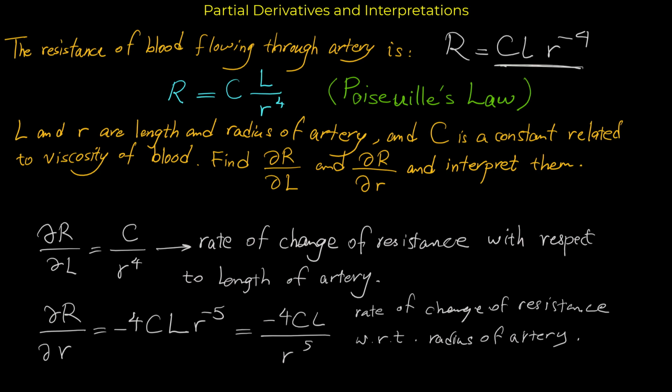And if you wonder why we got a negative in this formula, the negative shows that resistance decreases when the radius of the artery increases, which makes sense. If the radius increases, the resistance of blood flowing through the artery decreases. So it completely makes sense. But for the length, it was the opposite. It was positive. If you look at the first partial derivative with respect to L, it was positive.